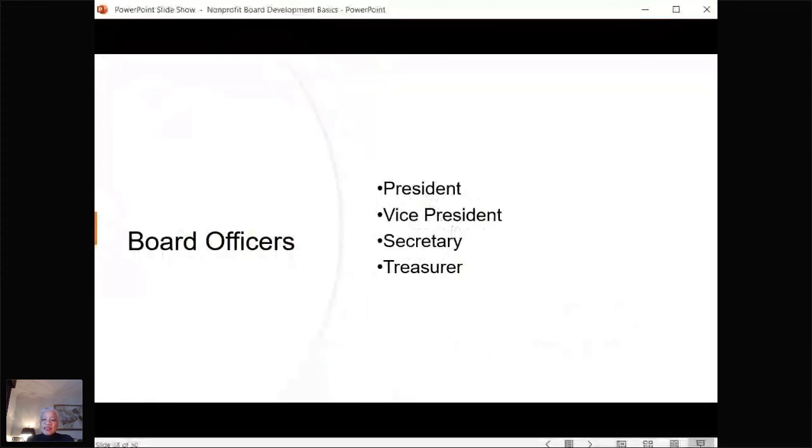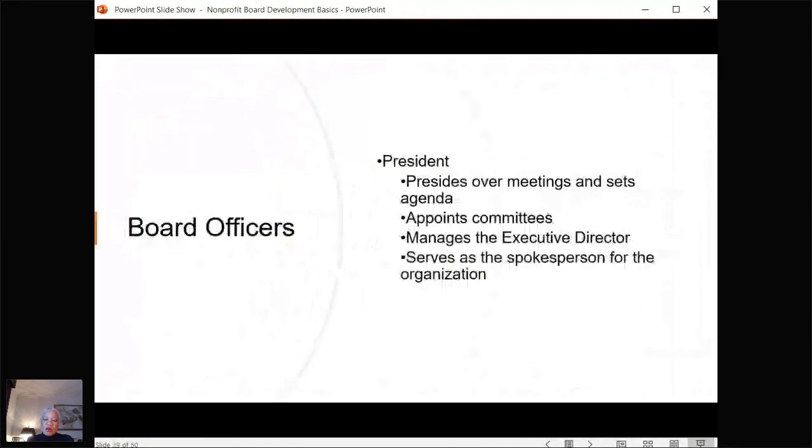Board officers, I think everybody is pretty familiar with this. We've got president, vice president, secretary, and the treasurer. We also know that the president presides over the meetings, he sets the agenda, but the board president should not be setting the agenda in a vacuum. The president should be setting the agenda with input from other board members and staff. The president appoints committees. Those committees are approved by the board.